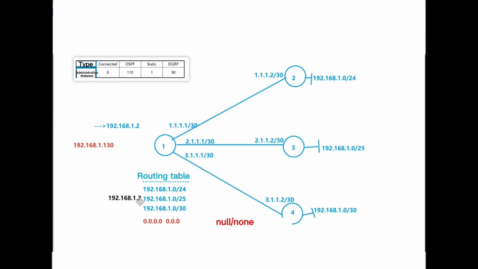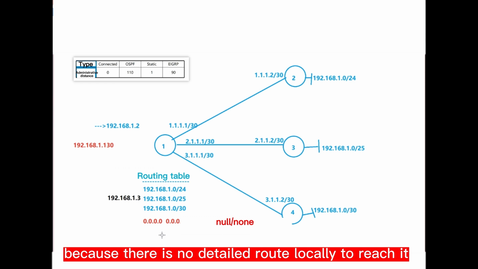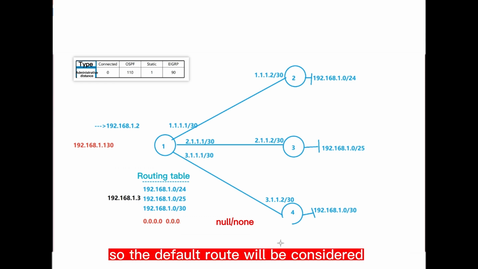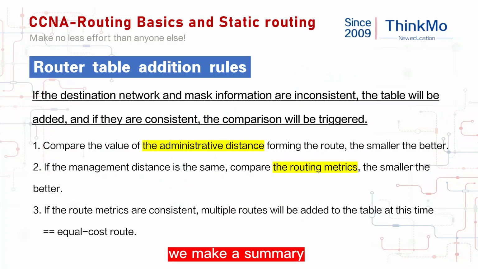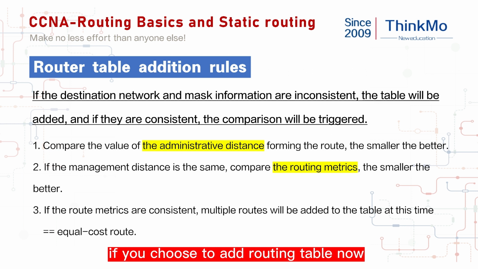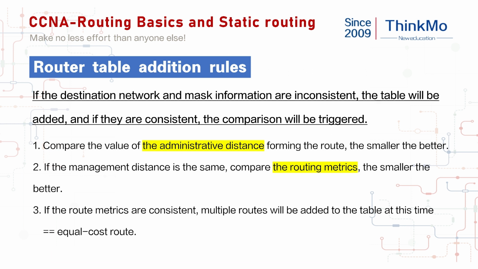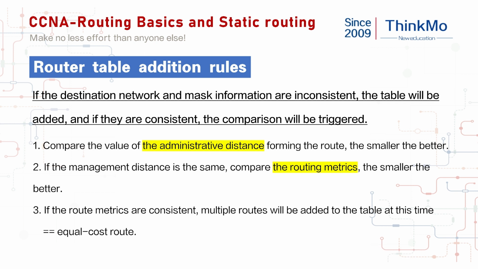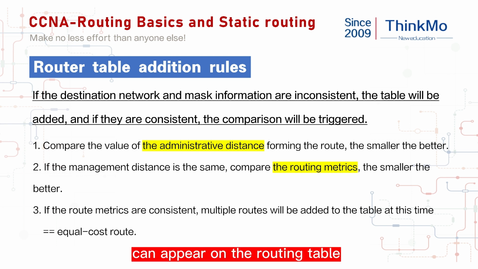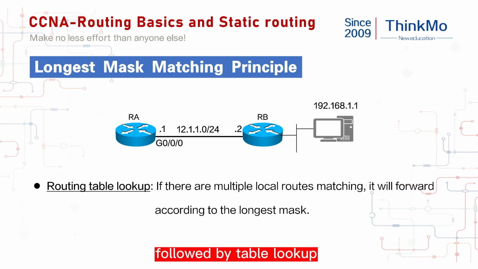Only as we just said, such a network segment sent over will consider the default route, because there is no detailed route locally to reach it. So the default route will be considered. Here are some relations between them. The above is about the addition and lookup of routing tables. We make a summary. For routing, if you choose to add routing table now, multiple routes now want to appear in the routing table. Then to make a comparison, to confirm the final route can appear in the routing table. This is called the principle of addition, followed by table lookup.